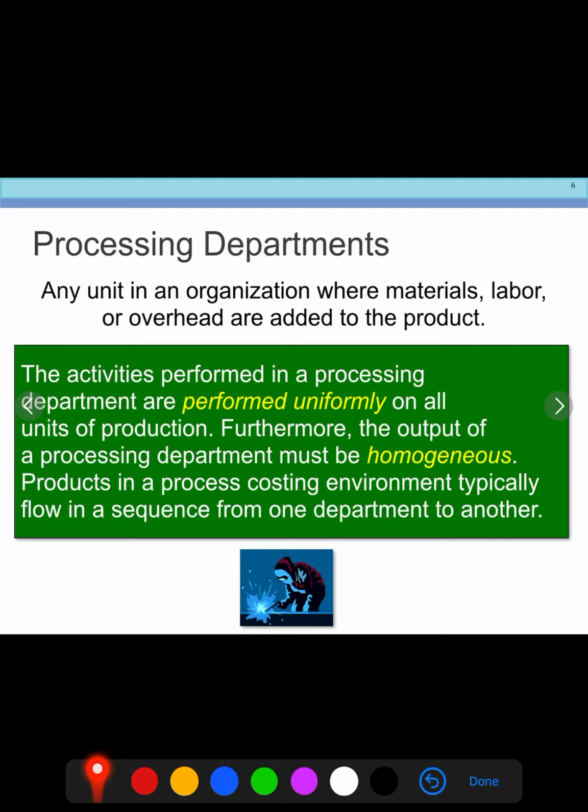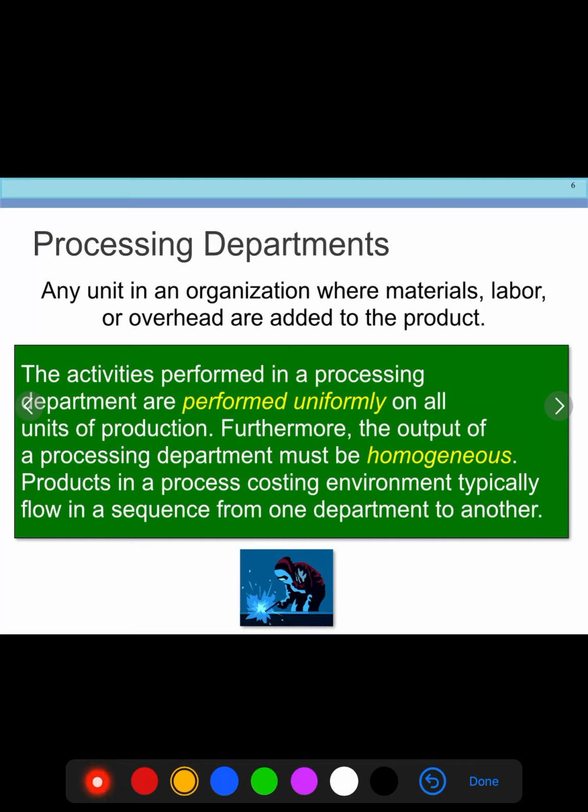Processing departments: any unit in an organization where materials, labor, or overhead are added to the product. The activities performed in a processing department are performed uniformly on all units of production. Furthermore, the output of a processing department must be homogeneous. Products in a process costing environment typically flow in a sequence from one department to another.